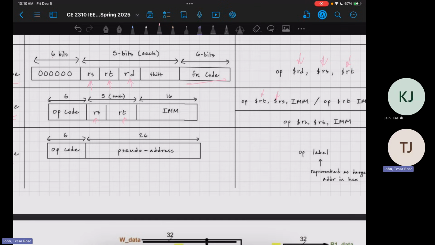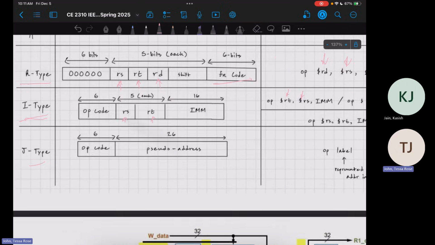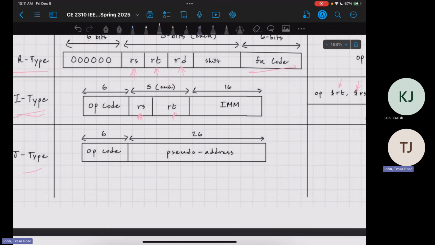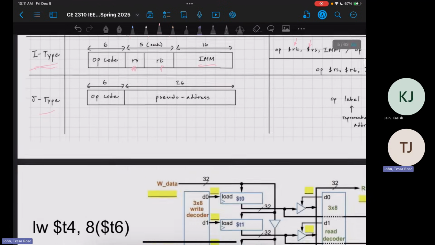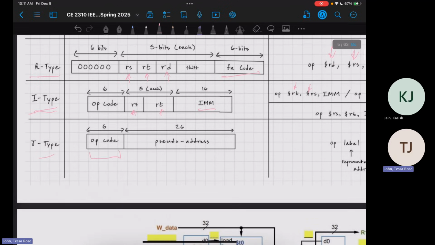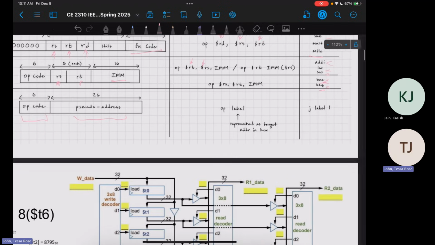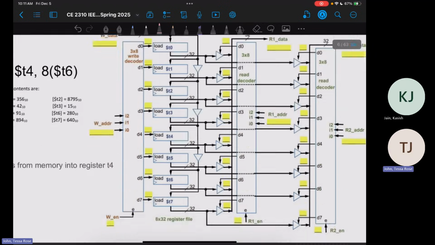Sorry, which one's the destination? Well, it depends if it's a load or the store word. We'll go over it later, but essentially, either the S is where it goes in, or the T is where it goes in. Okay. Yeah, we'll go over it after this. And then this is just the immediate number. And J type is just when we jump. So we have the opcode for the J, and then a pseudocode, which is the label, and we'll go over that as well.